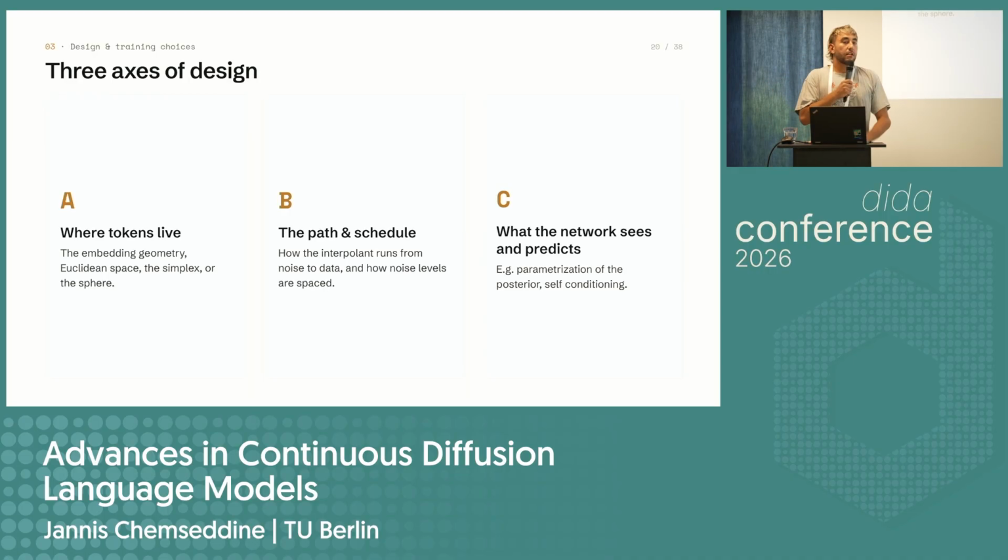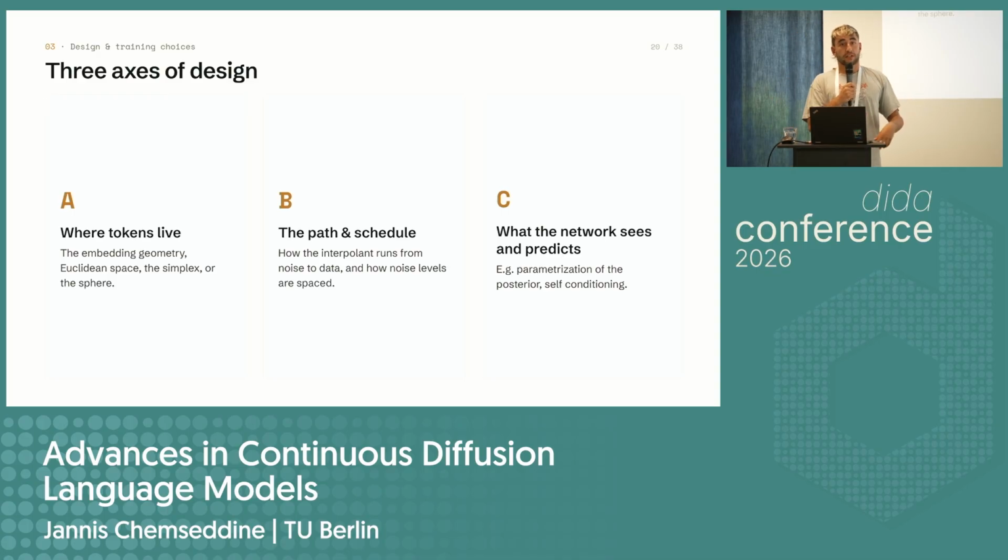So there are a lot of choices you can make, right? You can decide first, where do I put these tokens? In what geometry do they live? I can put them in Euclidean space. I can put them in the simplex and define something there. Later we will put them on the sphere and work on the sphere. There's many choices. There's many more you can make.